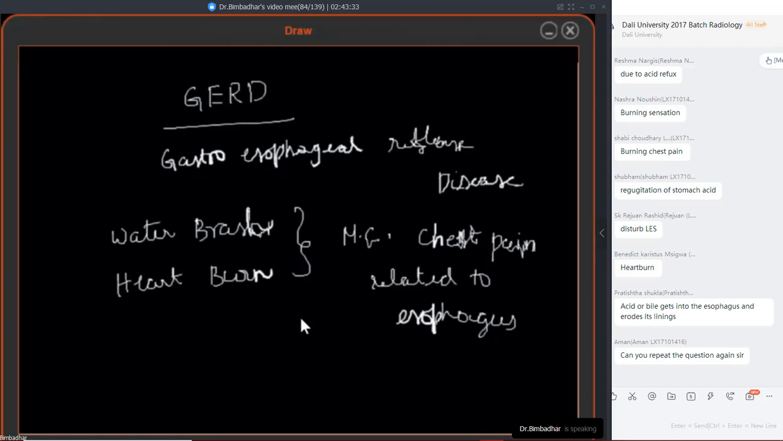So the pain actually is retrosternal. Remember, the pain is retrosternal chest pain, where there will be persistent or occasional, intermittent pain that is actually coming down, which has something to do with food intake.